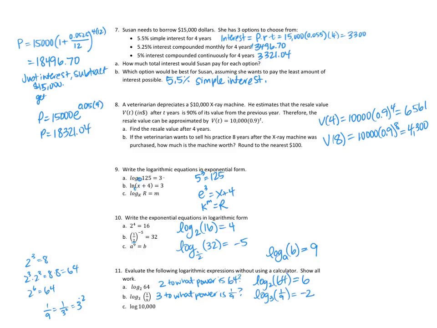Okay, and the last one, log of 10,000. So I know the base of this is 10. So the question here is 10 to what power is 10,000? Okay, so I know that 10 squared is 100, 10 cubed is 1,000, 10 to the fourth is 10,000. So log of 10,000 equals 4. And the reason is because 10 to the fourth is 10,000.